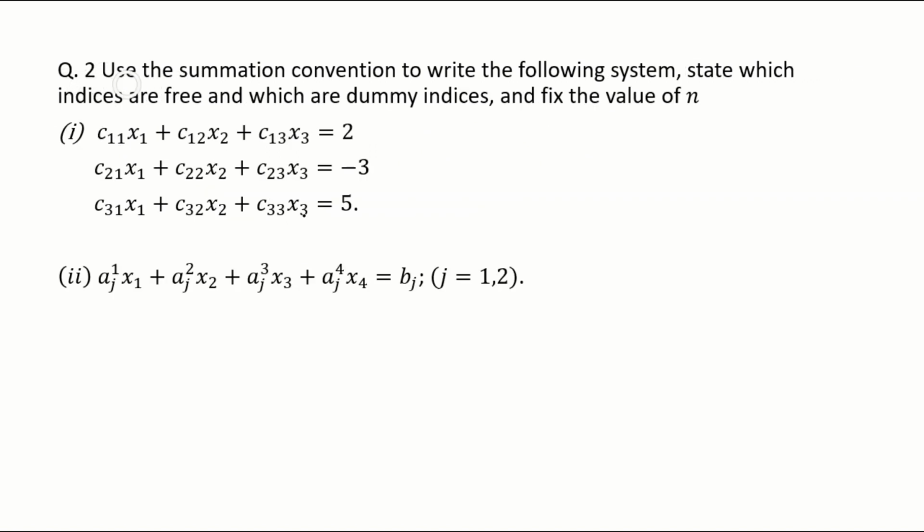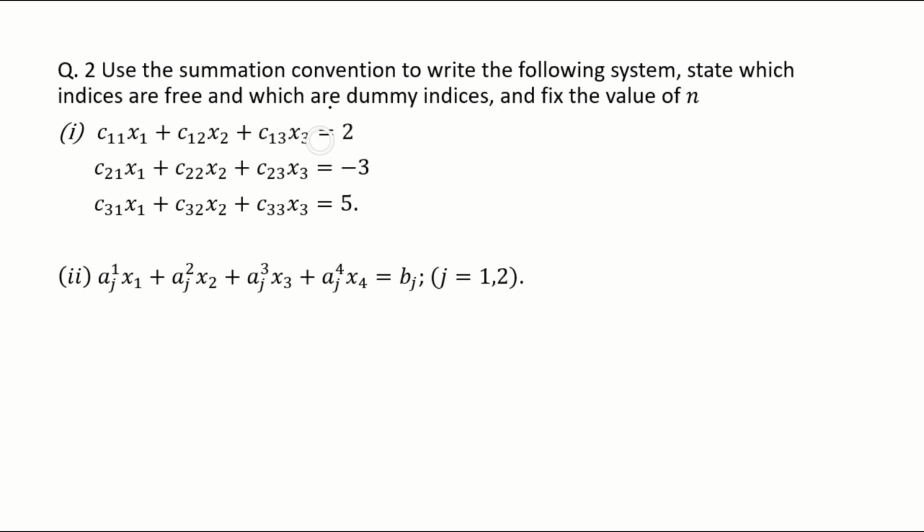Now the second question: use the summation convention to write the following system. This is a system of equations, right? So by using summation convention you have to write this system of equations. Now we have 3 equations and in each equation we have 3 terms, right? So in total we have 9 terms, but you have to convert this system of equations into a single expression by using Einstein summation convention. Then state which indices are free and which are dummy indices and fix the value of n. That means we have to find n and we have to write the free index and dummy index.